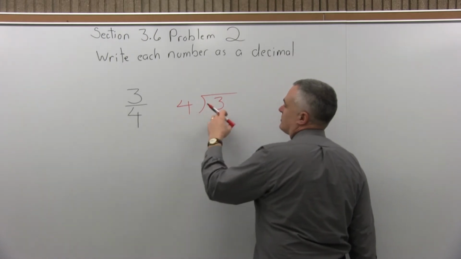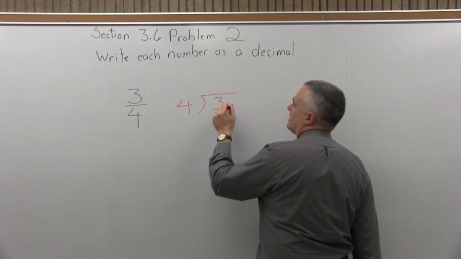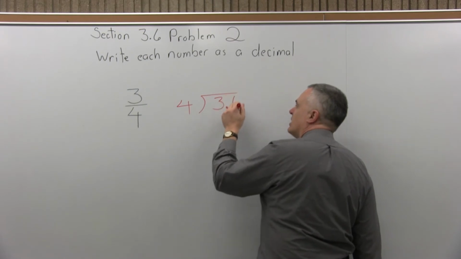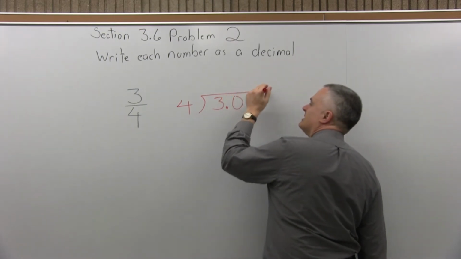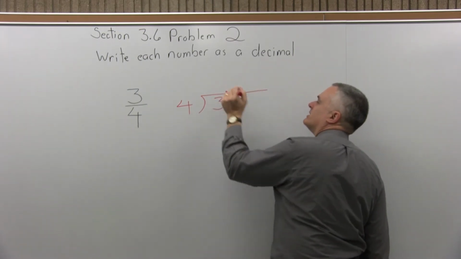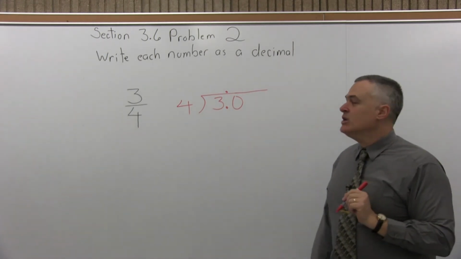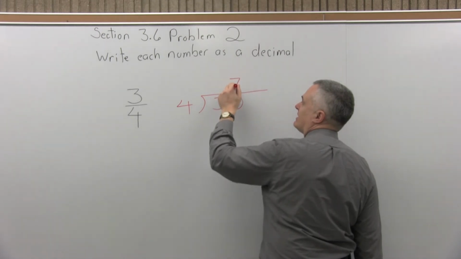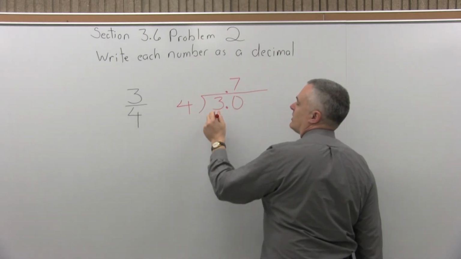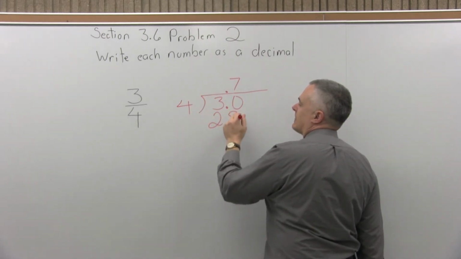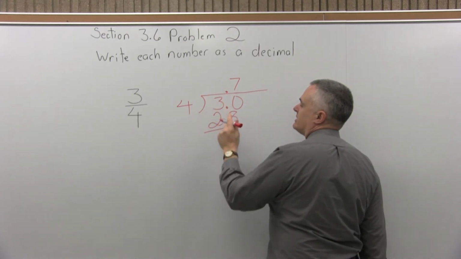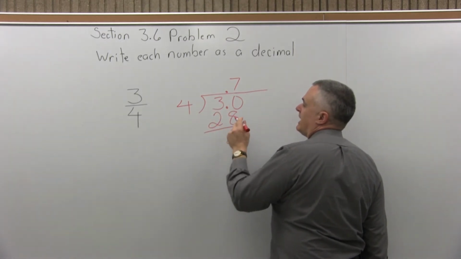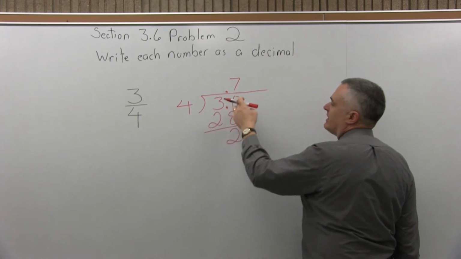So 4 divides into 3. It just won't. 3 is not big enough. So what you want to do is write it as 3.0. Pretend it's a 30, but that decimal point is going to come straight up vertically. So 4 will divide into 30. As close as you're going to get is 7. 7 times 4 is 28. And now if I subtract, 30 minus 28 is 2. And now it doesn't go in evenly, and we're not done.